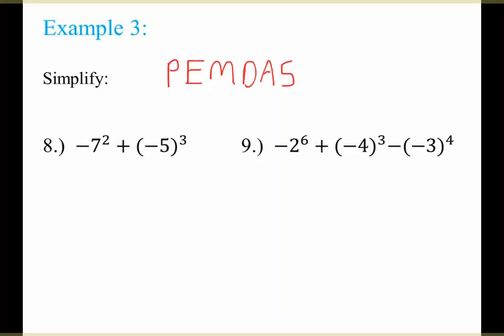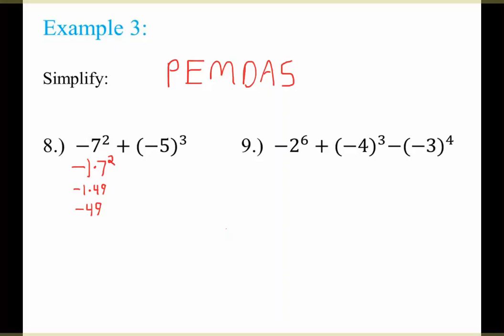So I'll begin with the negative 7 squared. Remember, that's the opposite of 7 squared. And the opposite of 7 squared is going to be negative 1 times 49, which is negative 49. So that guy on the left basically produces a negative 49.